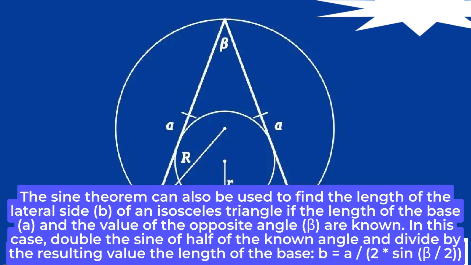Step 4. The sine theorem can also be used to find the length of the lateral side, B, of an isosceles triangle if the length of the base, A, and the value of the opposite angle, beta, are known. In this case, double the sine of half of the known angle and divide by the resulting value the length of the base: B equals A/(2*sin(beta/2)).